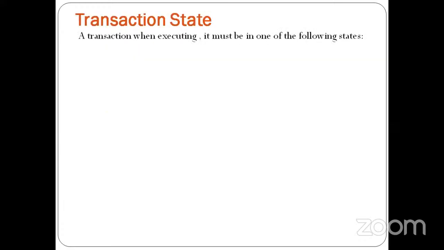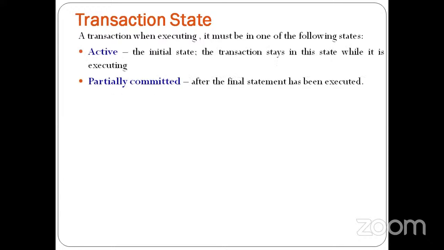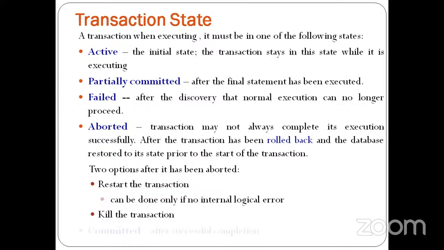Next, transaction state. There are some stages of a transaction. A transaction when executing must follow some conditions or some states. First one is the active state. This is the initial state. The transaction stays in this state while executing. So active state is the initial state. So what will happen here?